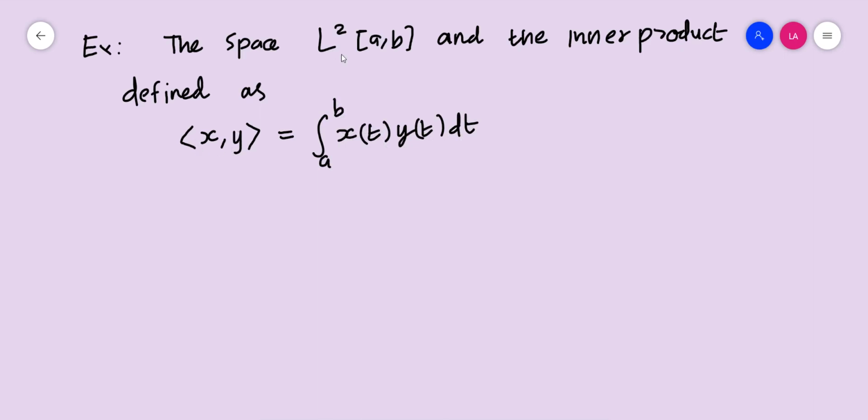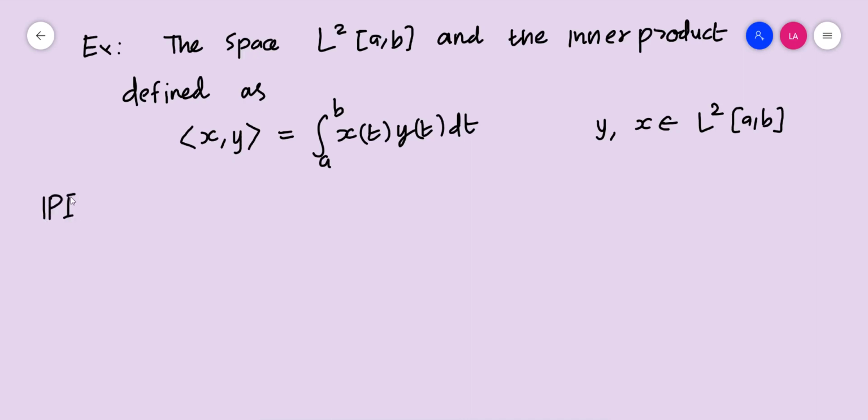So x and y are elements of L2[a,b], which means that x and y are functions, actually continuous functions, defined on the closed interval [a,b]. We have already discussed this space, and in this vector space we have defined a norm and established that it is actually a normed space. In this video we will be establishing this as an inner product space. So let's move on to the properties.